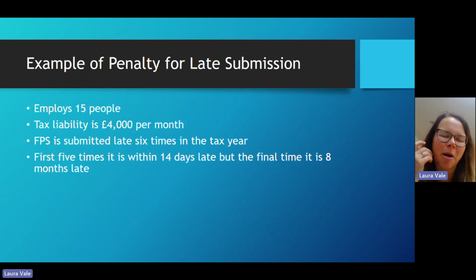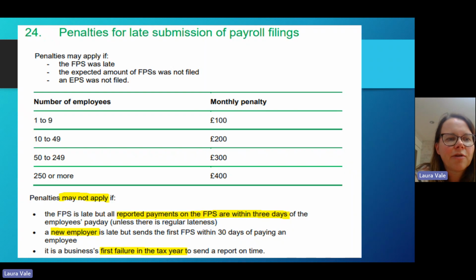So here's a quick example of using that information. So if we have a business that employs 15 people, their tax liability is £4,000 per month, and the FPS has been submitted late 6 times in the tax year. The first 5 times it was late, it was within 14 days, but the last time it was a whopping 8 months late. Right, so let's have a think about just looking back at this for a minute.